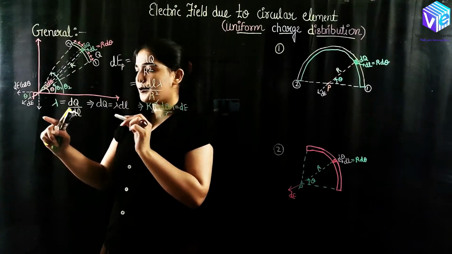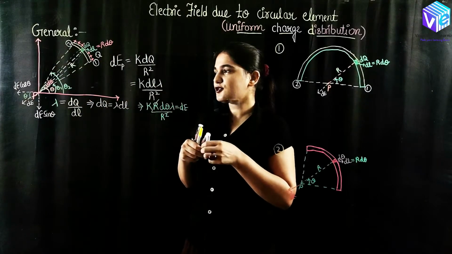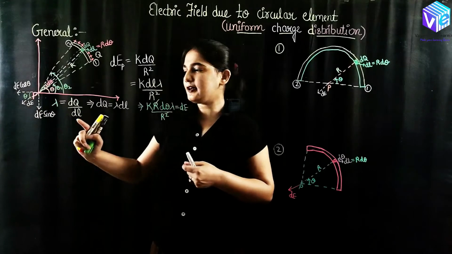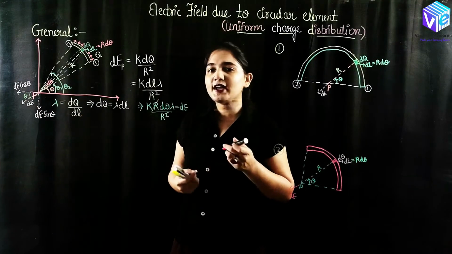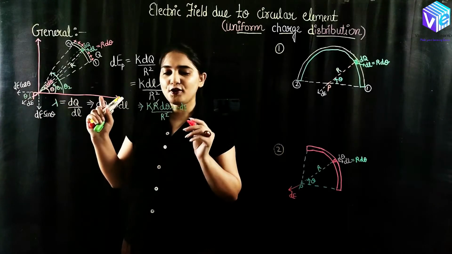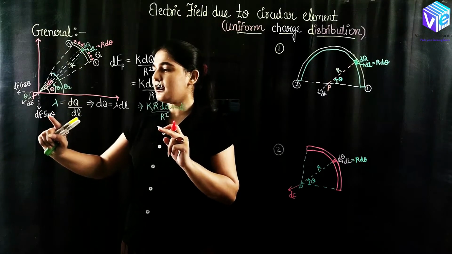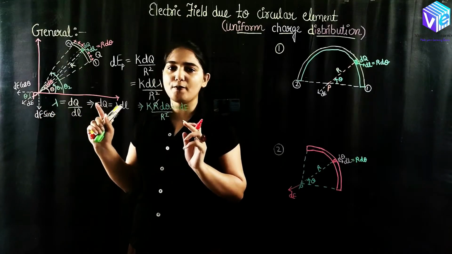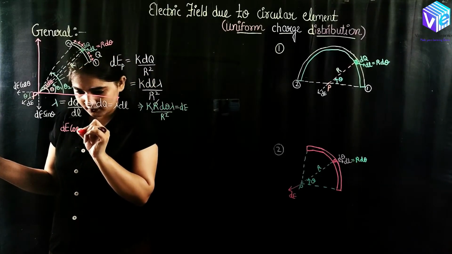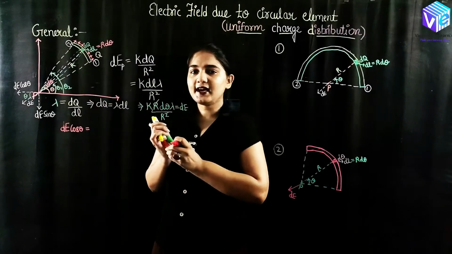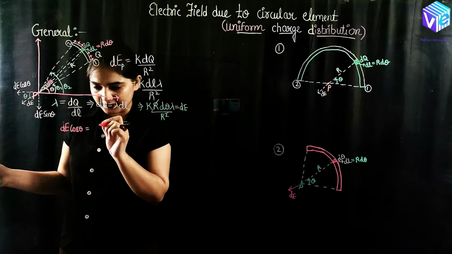And what will be this component? Okay, so let's call this component the parallel component and this component the perpendicular component. And now we have to find out both of them. So we know what dE is and we know the variations in theta and the various components. So okay, we will be finding out dE cos theta. dE cos theta will be simply dE multiplied with cos theta.